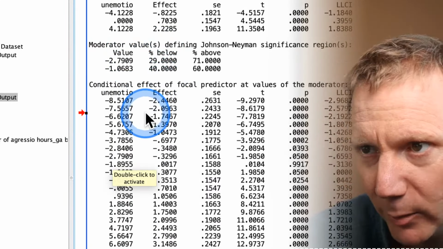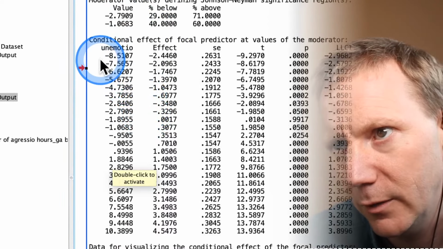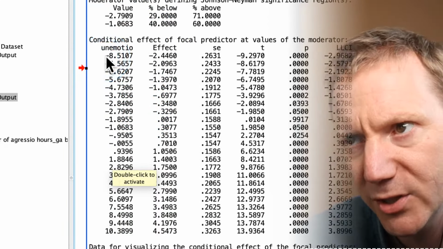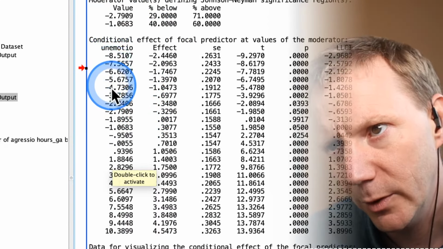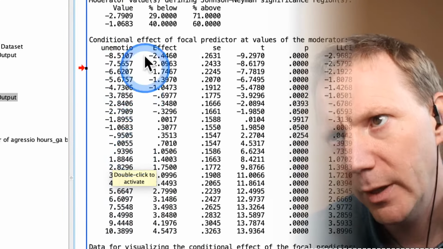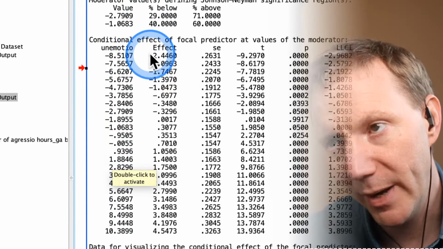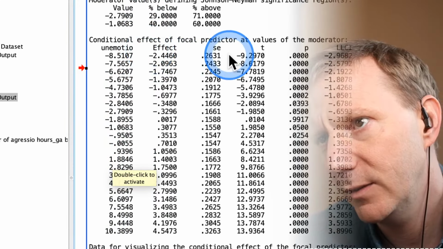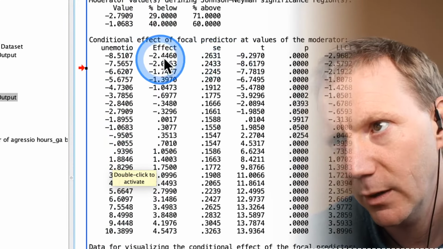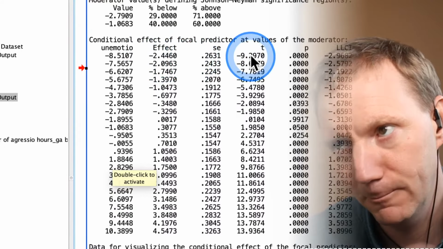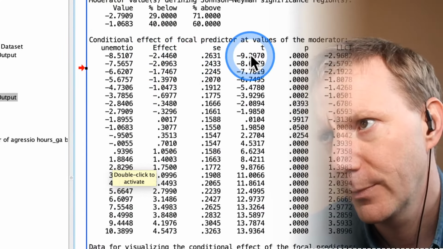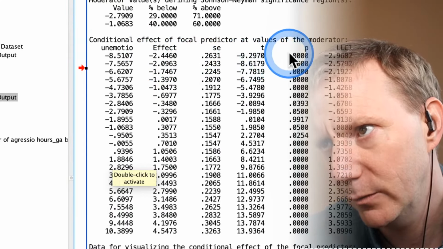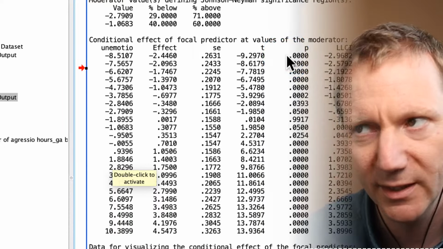But in the second table, we see a lot of levels of the moderator. We see the level of the moderator, and we also see the beta coefficient at that level, the effect. And this effect, this beta coefficient, is tested with the one sample t-test, and we get a p-value from this. So it tests if this is significant.